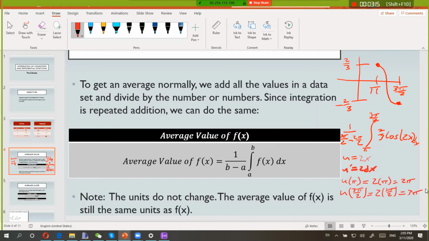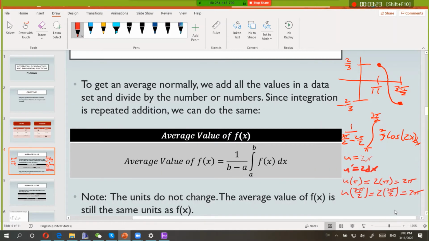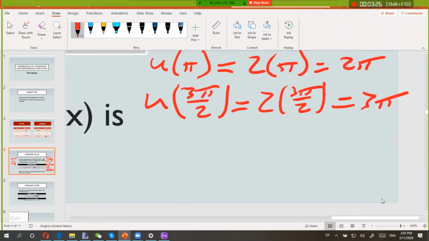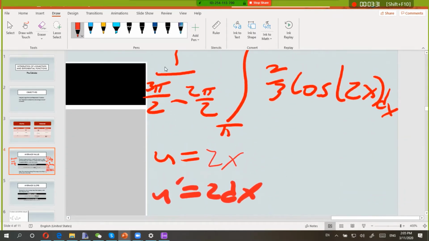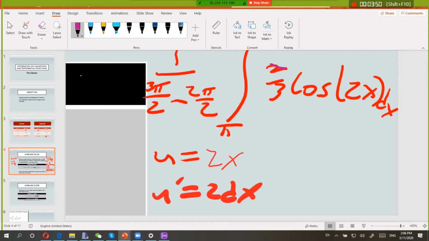Okay, so if I want to rewrite this integral in terms of u, this would become 1 over, I had on the outside 3 pi halves minus 2 pi halves is pi over 2. Okay, this 1/3 I can pull out because I don't need to use it for my U-substitution. I just need 2 dx. So this 2 and dx will be substituted for.